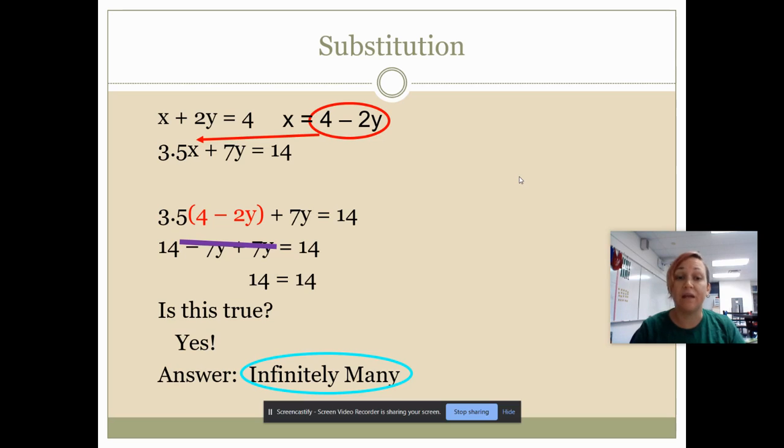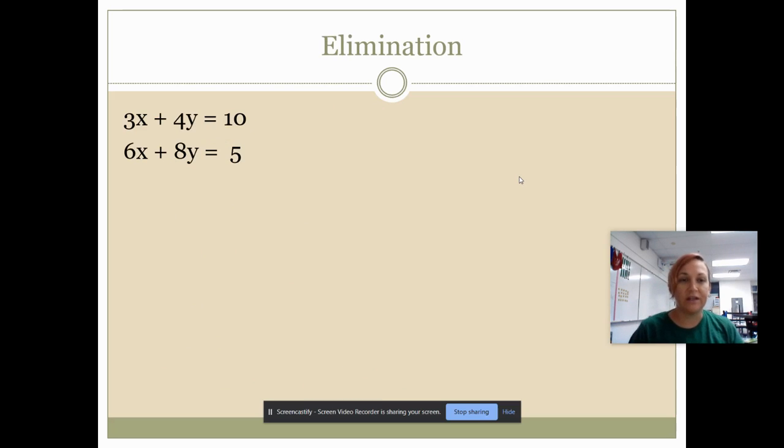So infinitely many when you have all of your variables cancel out and you have a true statement. That's special case number one. This can happen on substitution or elimination. So I showed you an example with substitution, but this could also happen in elimination. And I'm going to use elimination for my next example. So here's our next example, and we're going to practice elimination with this one.